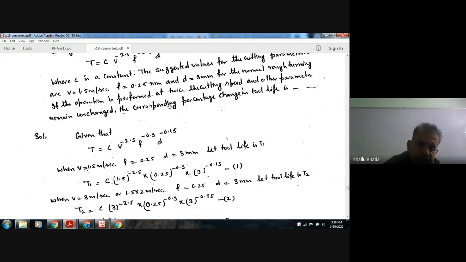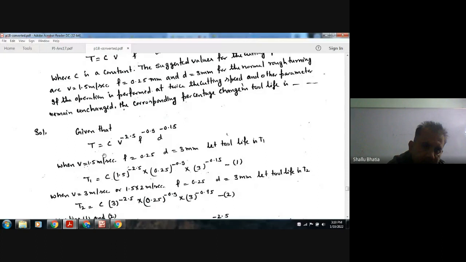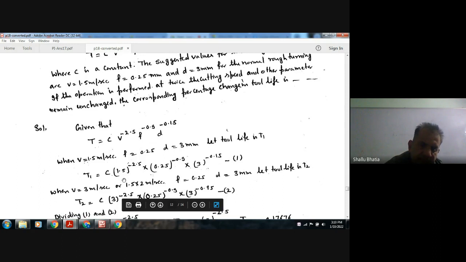The V, F, and D are given. If the operation is performed at twice the cutting speed and other parameters remain unchanged, what is the corresponding percentage change in tool life? So this is the tool life equation, with V = 1.5, F = 0.25, and D = 3 mm, and tool life is T1. Putting these values, you can get the T1 and C relationship.